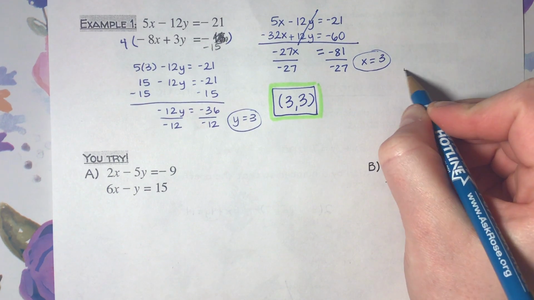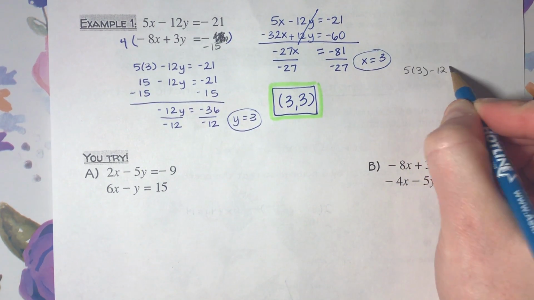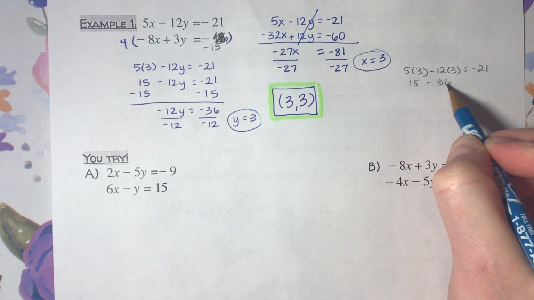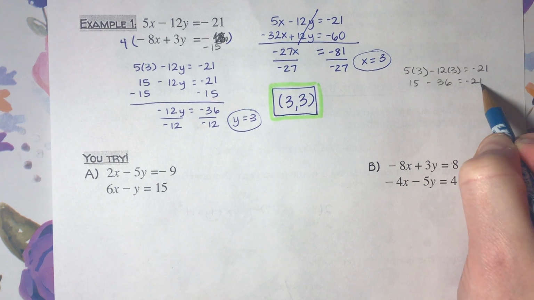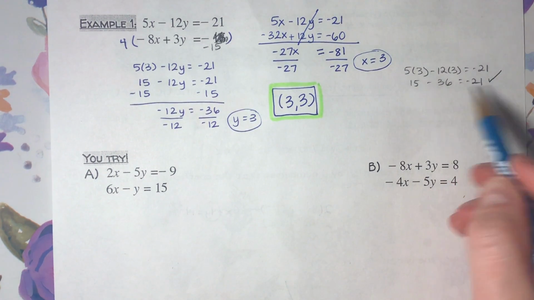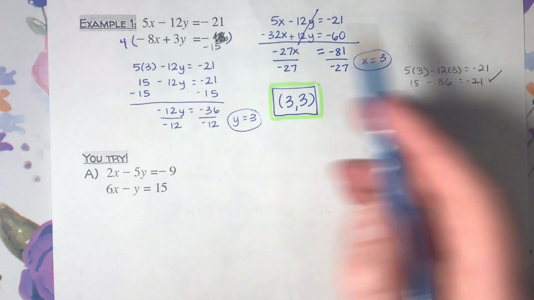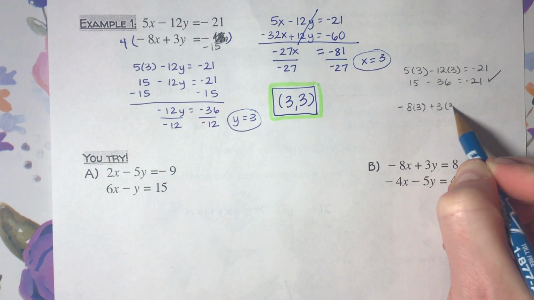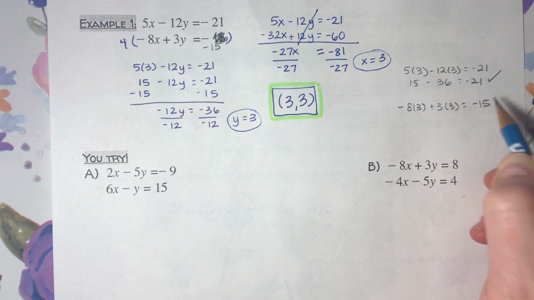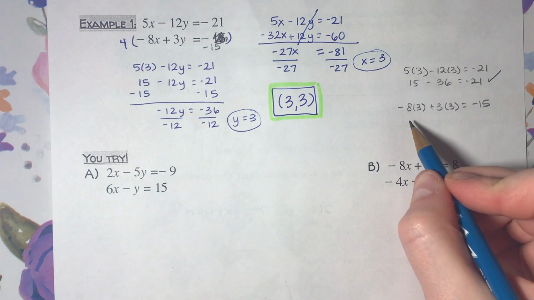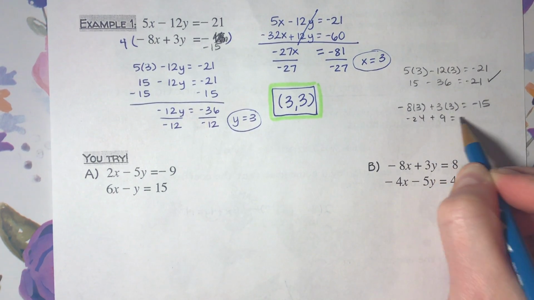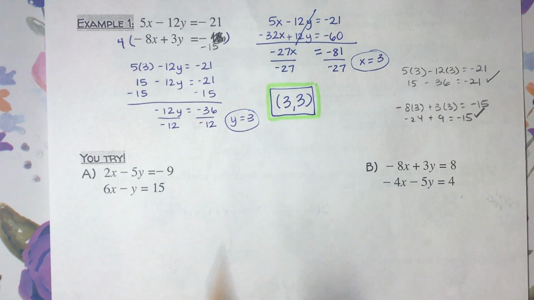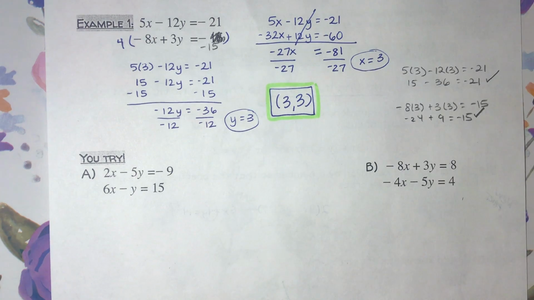I have 5 times 3 minus 12 times 3 equals negative 21. Well, that's 15 minus 36 is equal to negative 21. And that is true. 15 minus 36 is negative 21. In the bottom equation, I have negative 8 times 3 plus 3 times 3 is equal to negative 15. Well, this is negative 24 plus 9 equals negative 15, and that is true as well. So I know that my solution of 3, 3 is in fact correct.